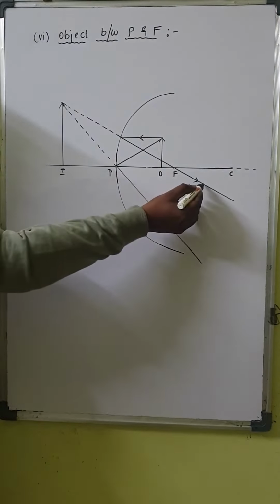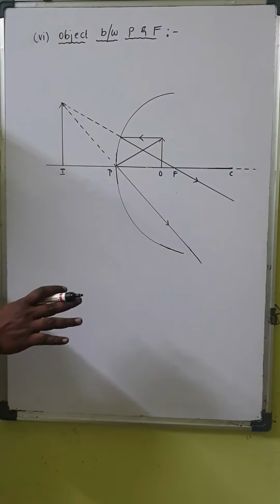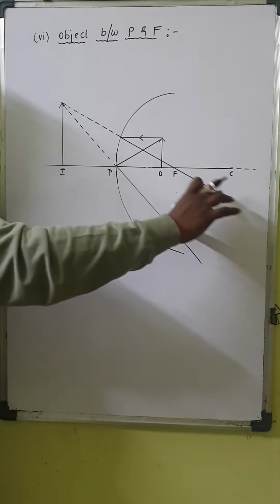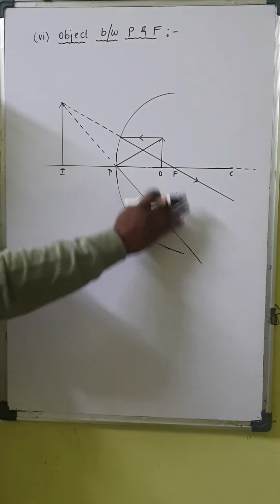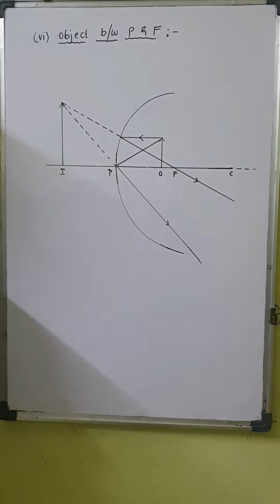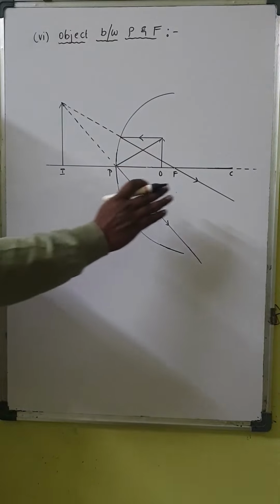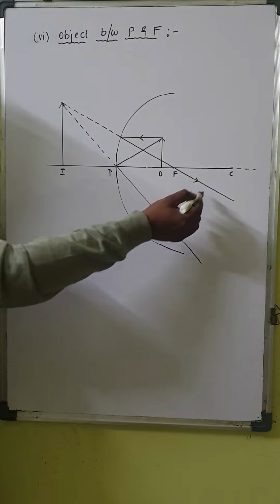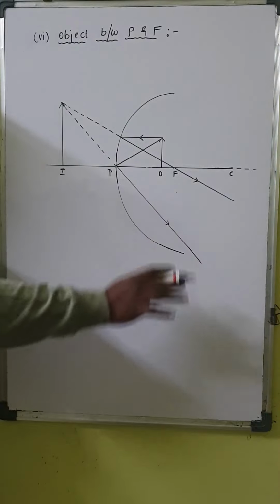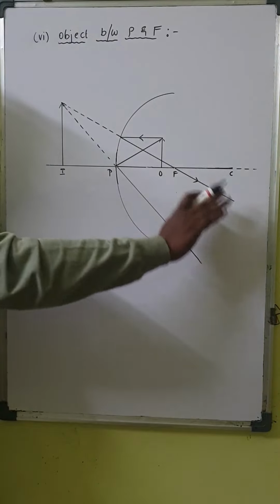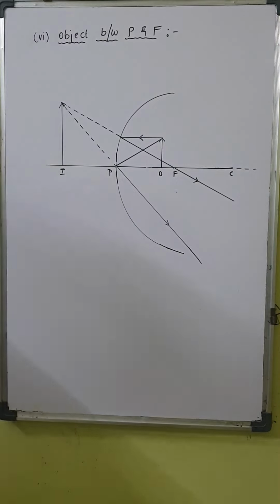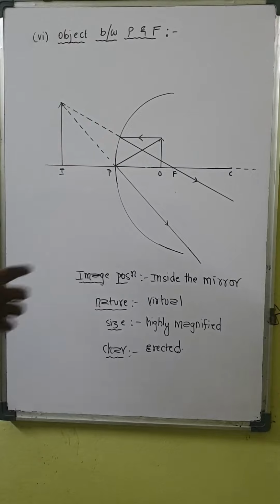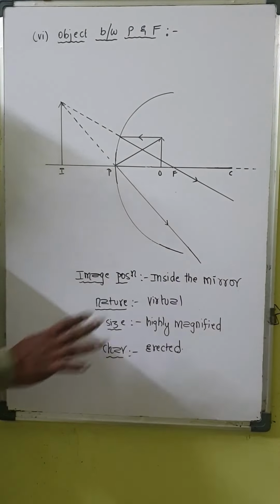Now as you can see, both reflected rays are neither meeting at a point nor are they parallel to each other. How are they? They are diverging. It means however far you extend them, they do not meet at a point and they do not meet the screen, both light rays. So it means these light rays cannot form a real image. These light rays cannot form the image on the screen.